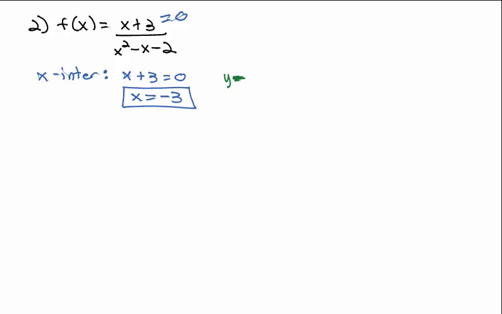Then we find the y-intercept. And the way we find the y-intercept is we make all the x's equal to 0. So we have 0 plus 3, which is 3. y equals 3 over 0 minus 2, which is negative 2. The y-intercept is at negative 3/2.